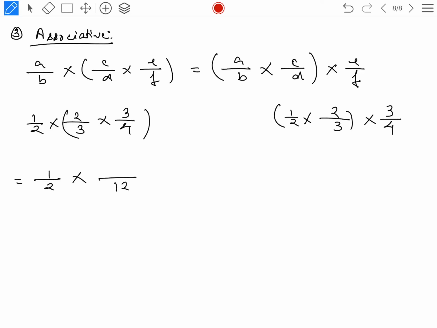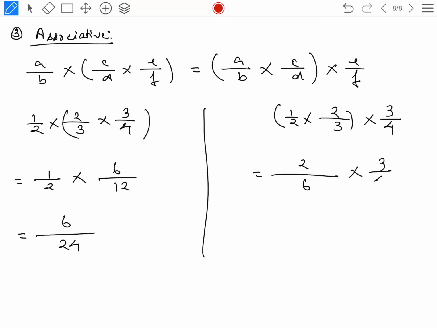If we solve, 3 4s are 12, 2 3s are 6. Again if we solve, 2 12s are 24, 6 1s are 6. In this part, 3 2s are 6, 2 1s are 2, then 3 by 4. Again multiply, 6 into 4 is 24, then 2 into 3 is 6. So you can see that multiplication of rational numbers can be grouped in any order, and that property is known as associative property. Understood?